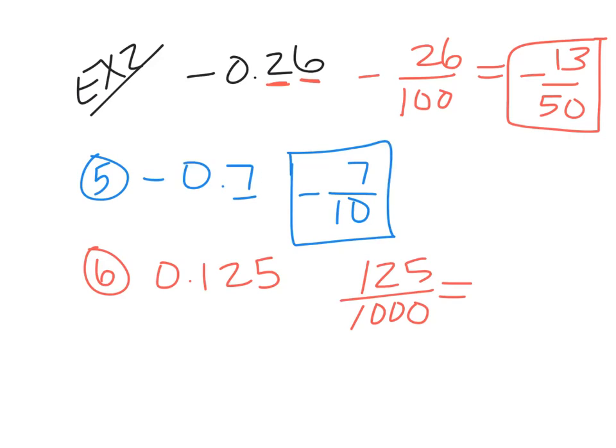Divide the top by 25, you get 5. He kept going. He got it. 1 over 8 is the final answer. You can actually divide 1,000 by 125. So 1 over 8 is the reduced form.